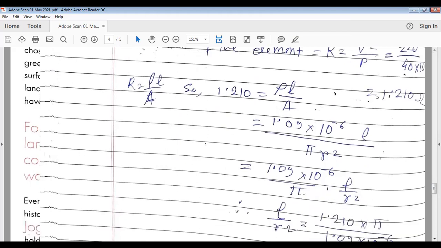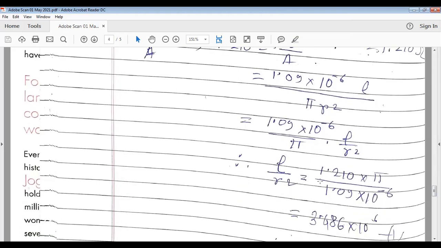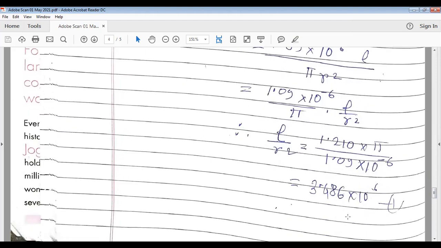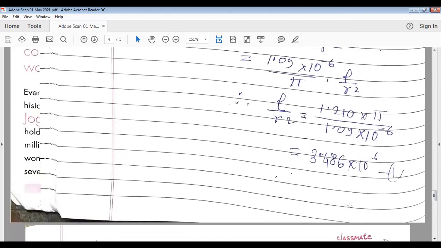Okay, and then from this formula we are getting L by r squared equal to 1.210 into pi divided by 1.09 into 10 to the power minus 6. So rho is separated, and L by r squared is coming to this amount, 3.486 into 10 to the power 6. This is equation 1.